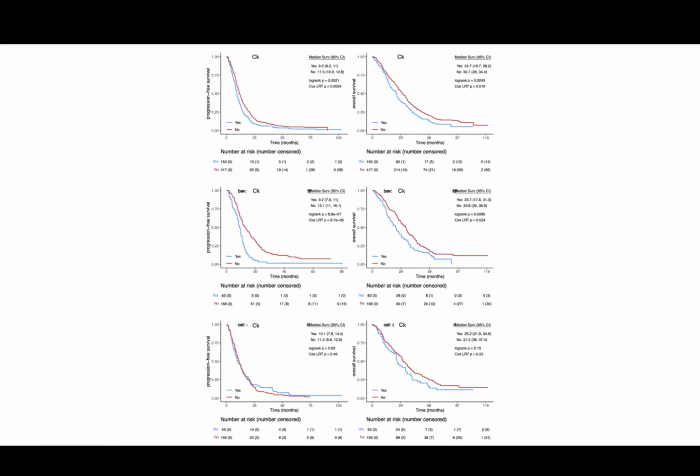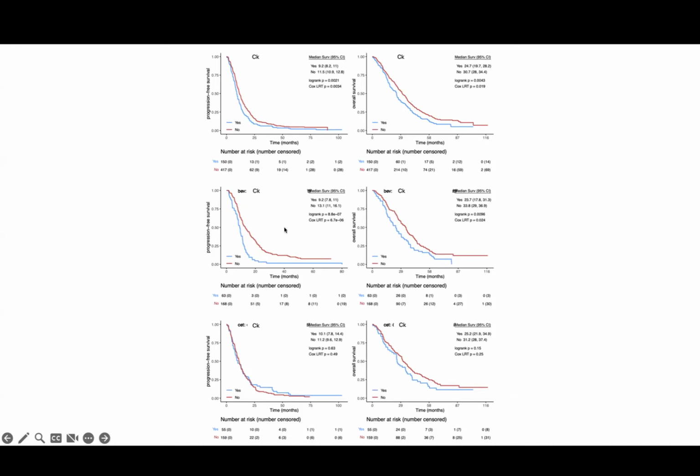So if we look at Kaplan-Meier survival curves for patients that had the bacteria in their tumors and those that didn't, what we can see here for the CK bacteria is that patients with the bacteria did worse. So overall, among both treatments, this is the top row. On the left is progression-free survival. On the right is overall survival. So you can see that the patients with the bacteria in blue did worse.